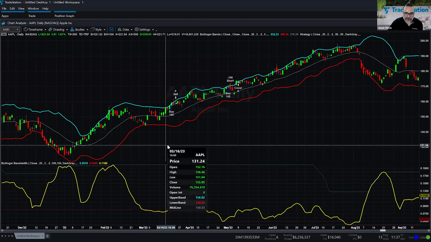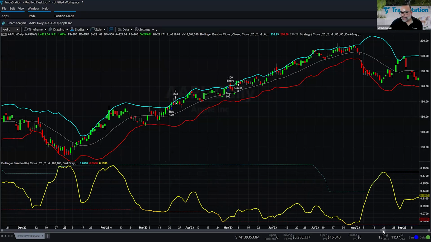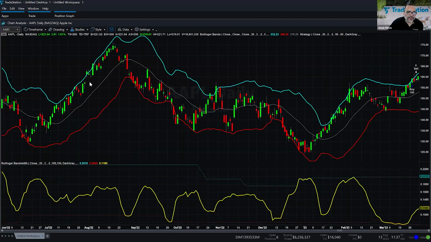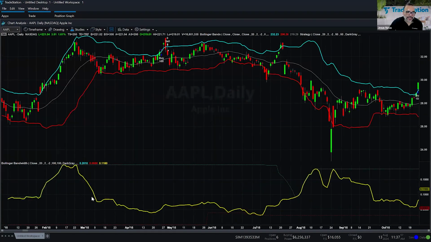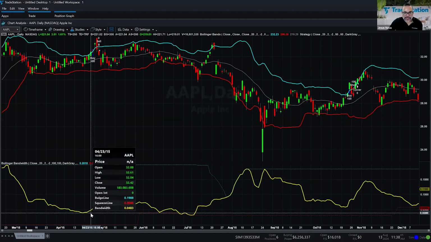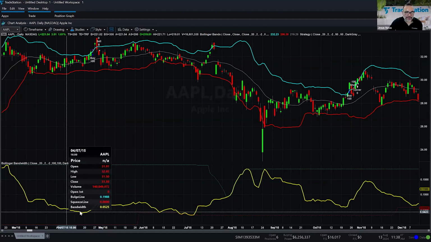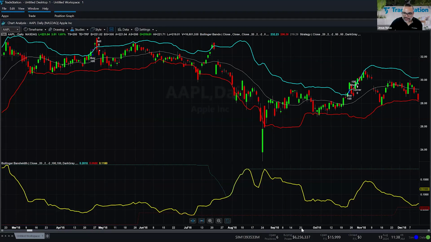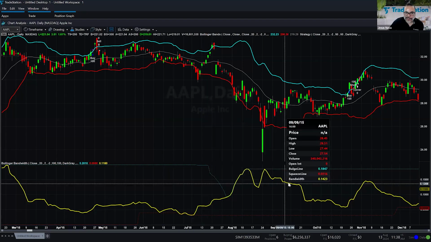Although here, let me look at the very first trade on this chart. Okay, so again, very first trade. The squeeze line here is 0. That's because it's the beginning of the chart. It can never truly be 0. It's just that the calculation needs to be done again.